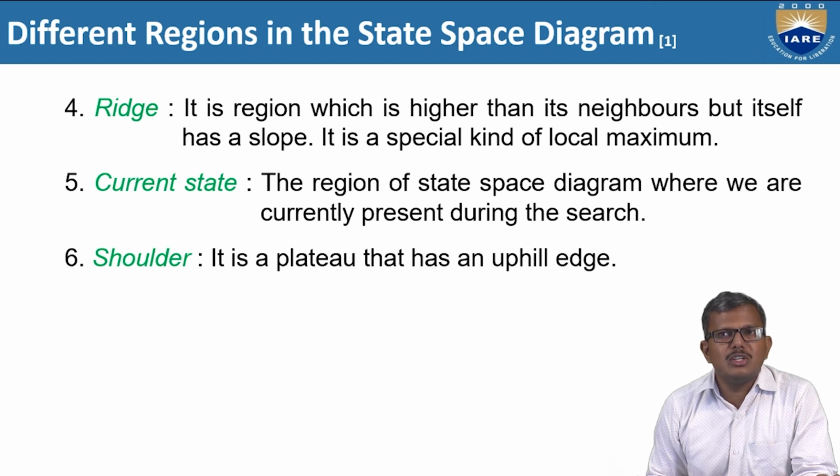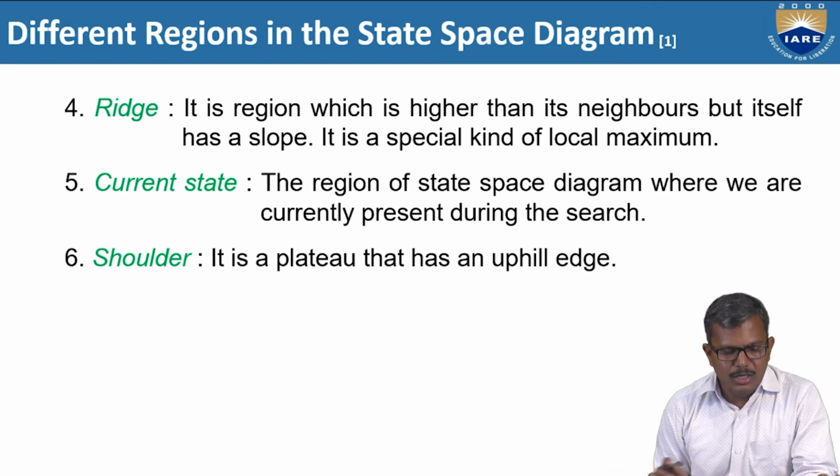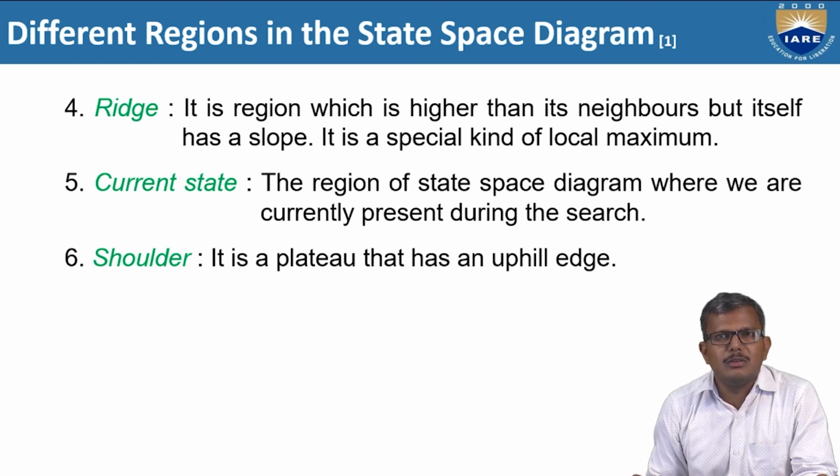Current state means the region of the state space diagram where we are currently present during the search process. So shoulder is also there, but at present we are not discussing this shoulder point.